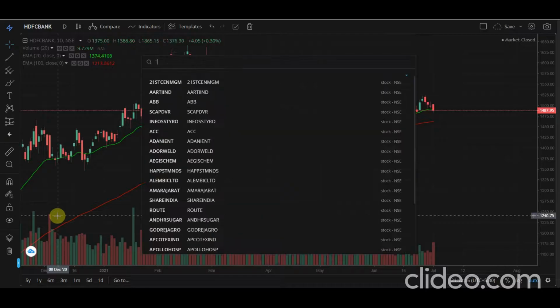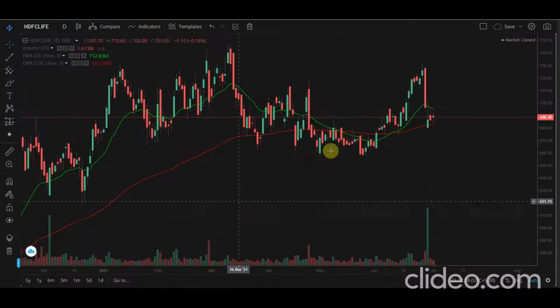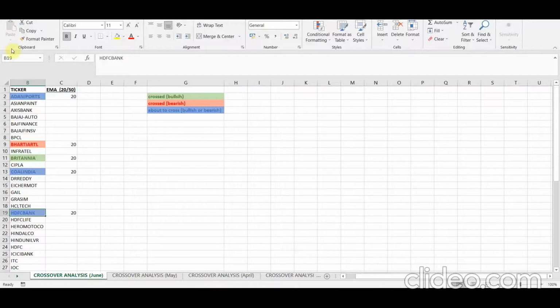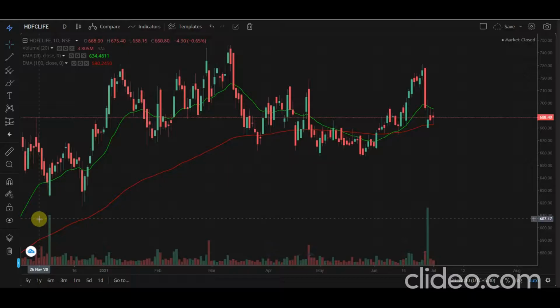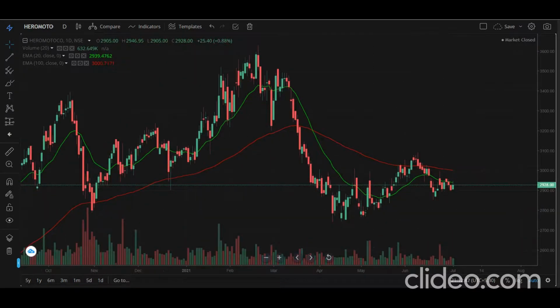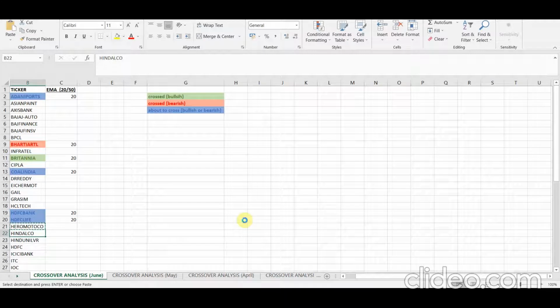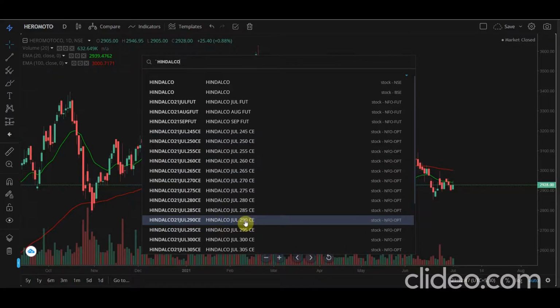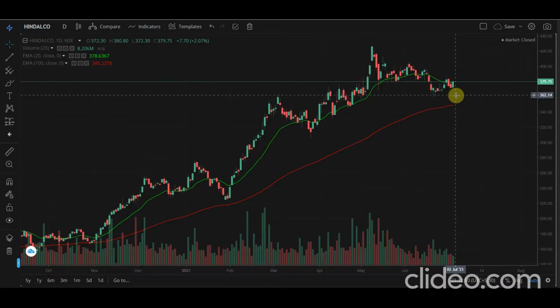Next is HDFC Life. It's pointing downward. There was a bullish crossover on 14th or 15th of June. I'll just mark this stock as blue again. Next is Hero Motoco. There was a chance of reversal or crossover from here, but now it has just reversed from here. So we'll skip this one too. Next is Hindalco. I think the moving averages will be too far away from each other. Yeah, it's too far.